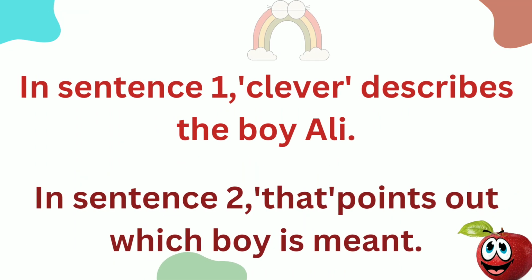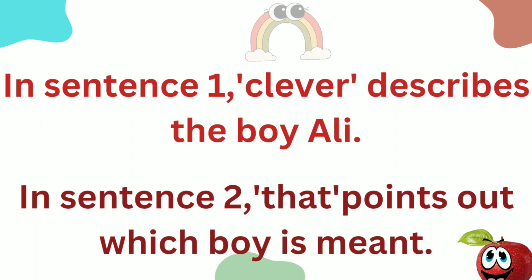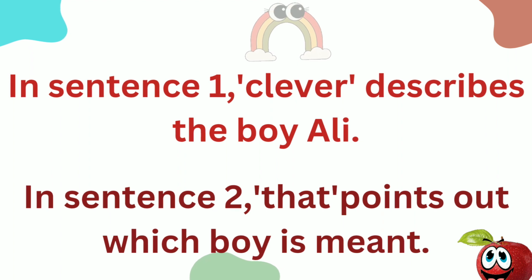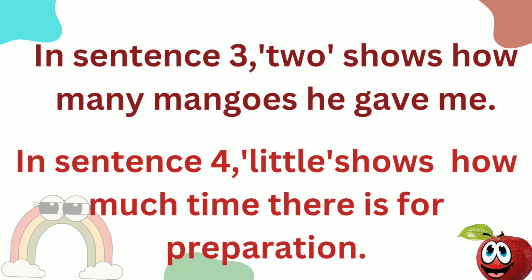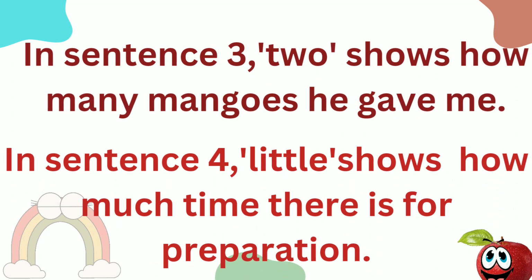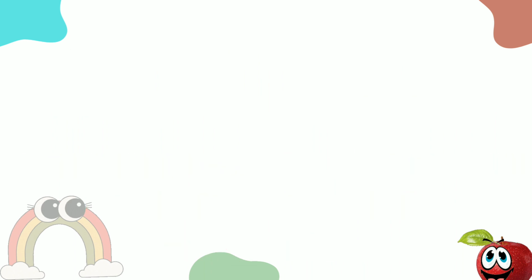In sentence 1, clever describes the boy Ali. In sentence 2, that points out which boy is meant. In sentence 3, 2 shows how many mangoes he gave me. In sentence 4, little shows how much time there is for preparation.